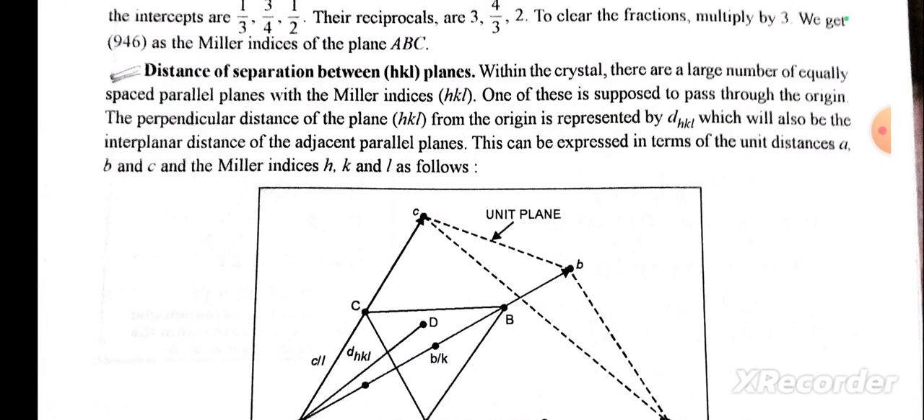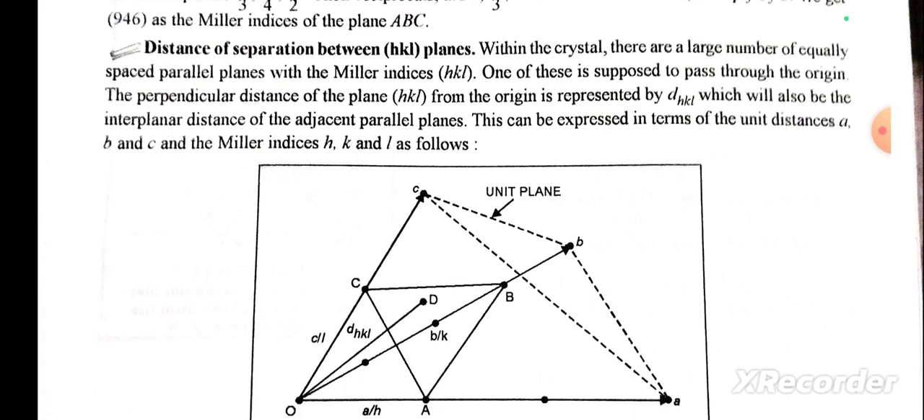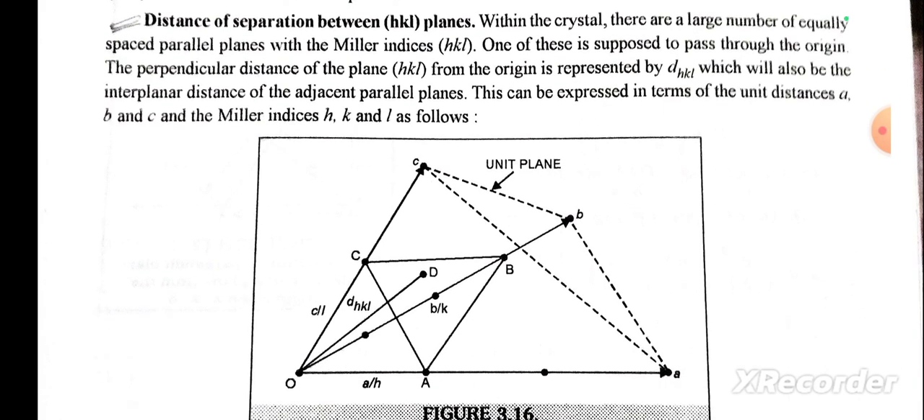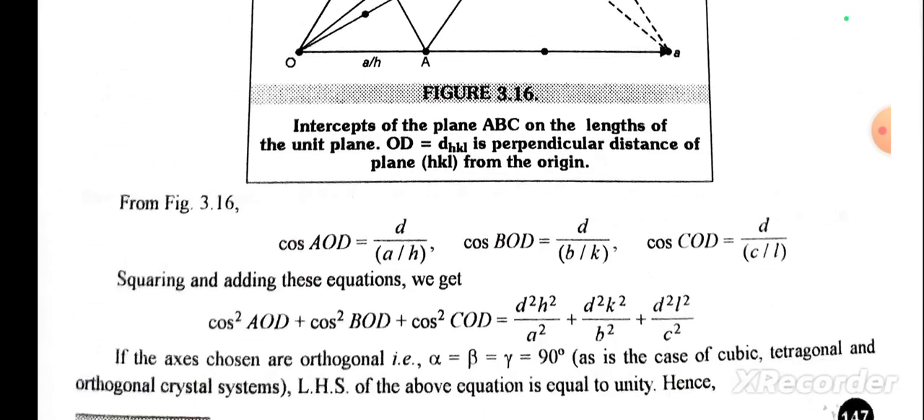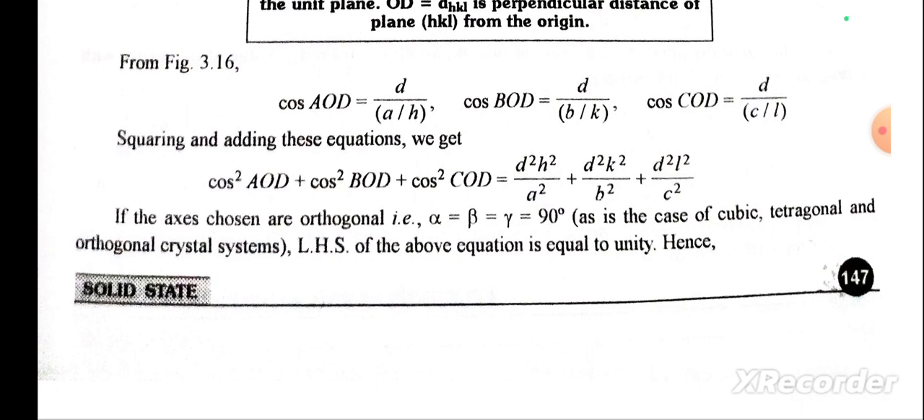Distance of separation between (hkl) planes. Within the crystal, there are a large number of equally spaced parallel planes with the Miller indices (hkl), one of which is supposed to pass through the origin. The perpendicular distance of a plane from the origin is represented by d_hkl, which is the interplanar distance between adjacent parallel planes. This may be expressed in terms of the unit distances a, b, c and the Miller indices h, k, l as follows.